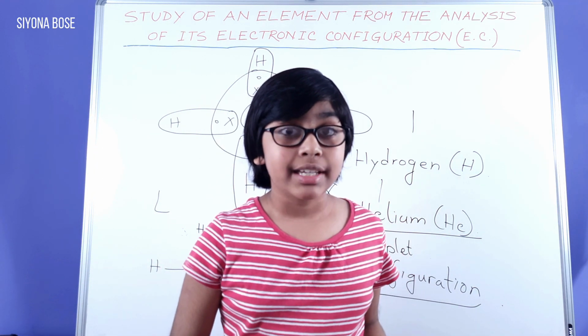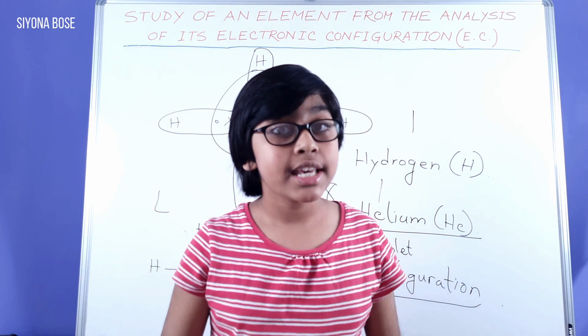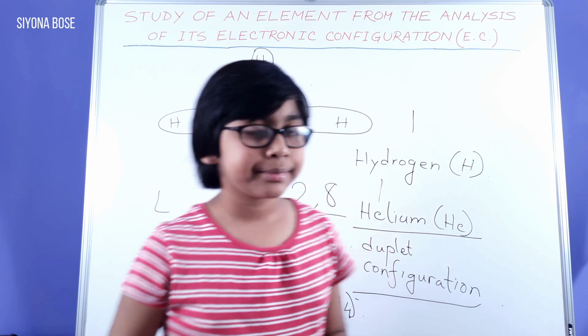Now you may take a look at this diagram and understand how carbon shares electrons to form covalent bonds.